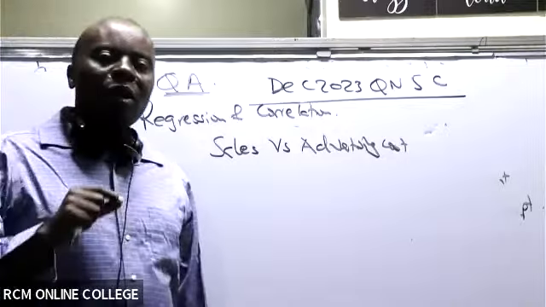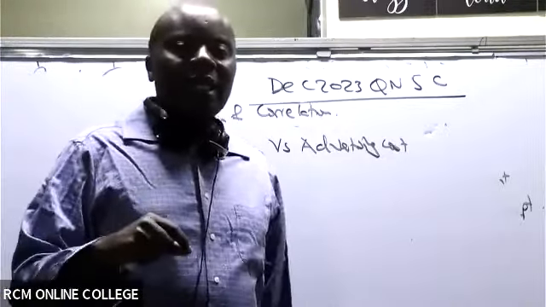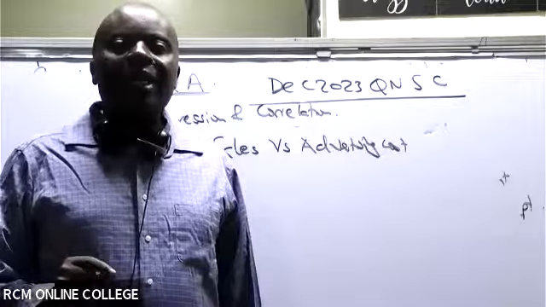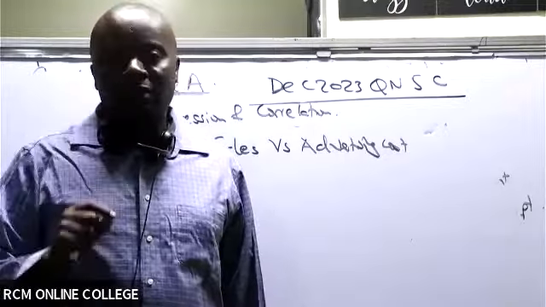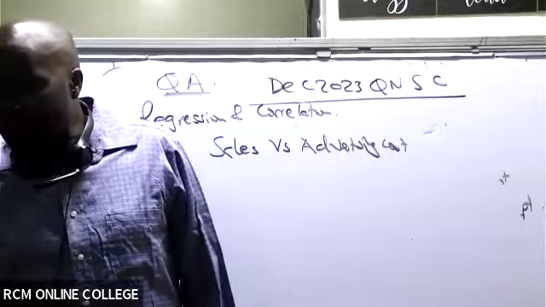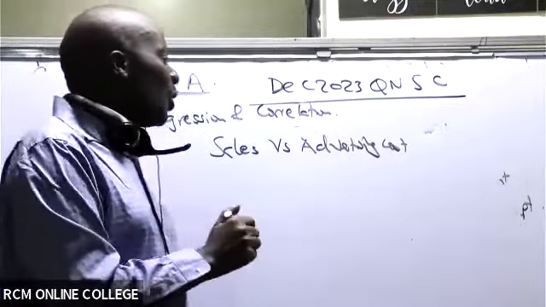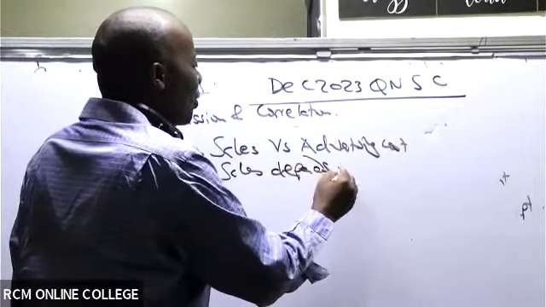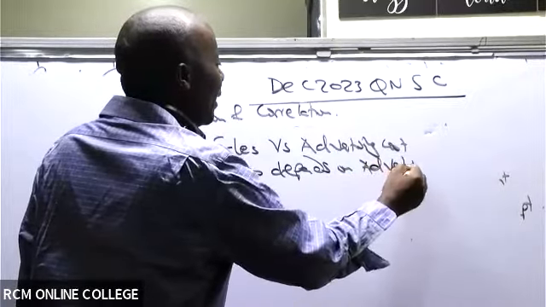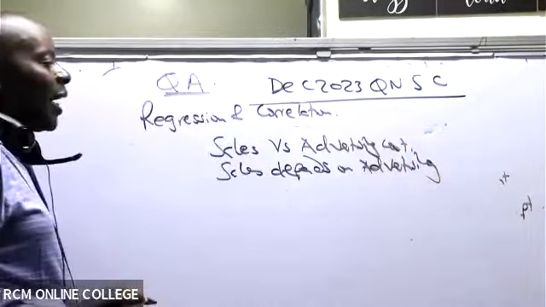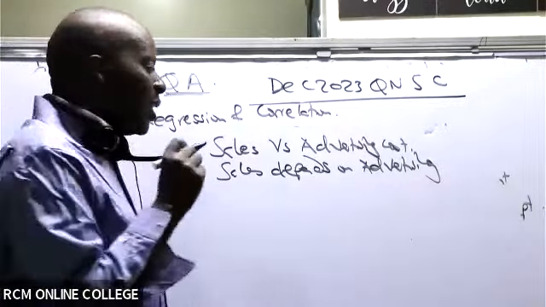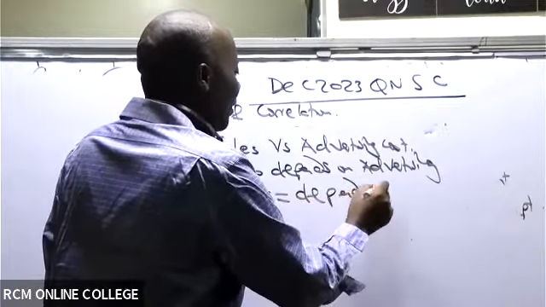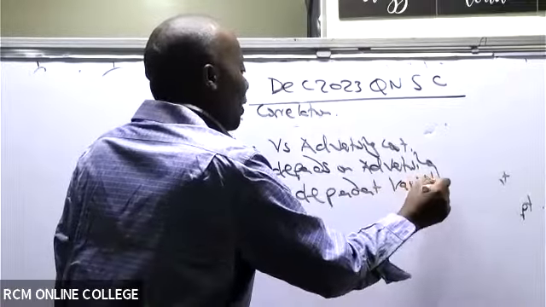Ladies and gentlemen, what I know is, if we are aggressively advertising, like RCM College, the moment you aggressively advertise, then sales will have to grow. Sales depends on advertising. Thank you very much, Sabrina. So sales depends on advertising, and therefore sales is the dependent variable.